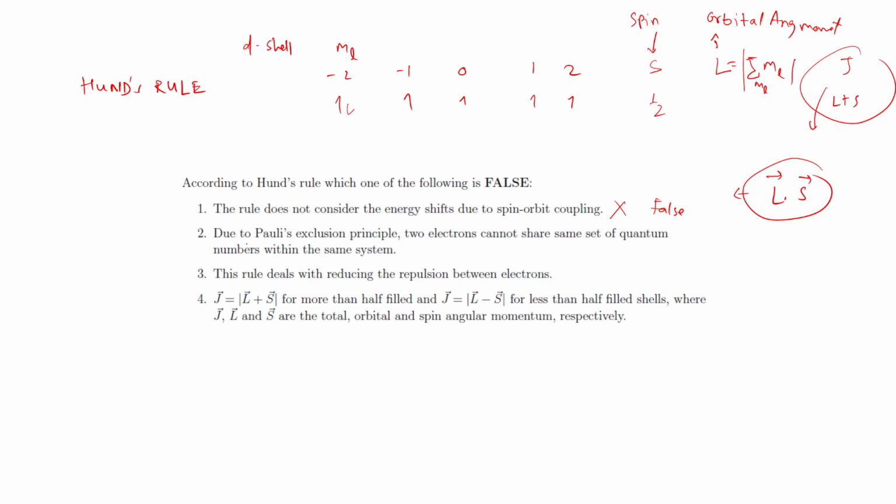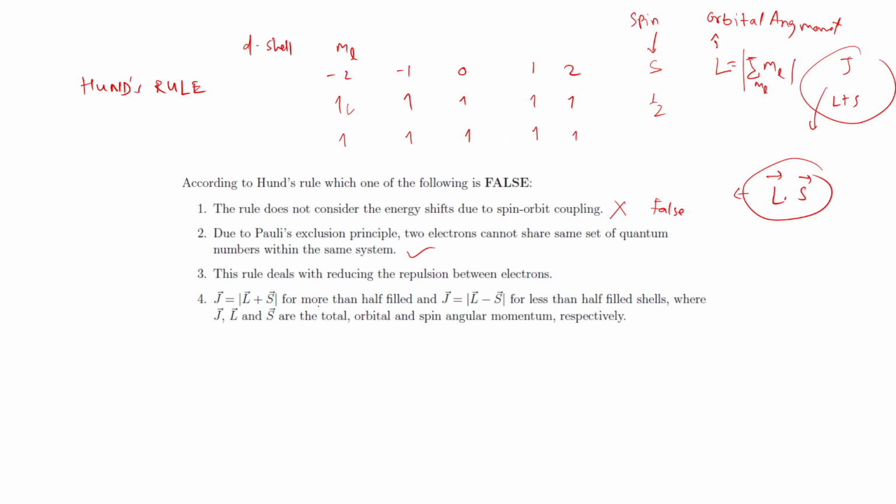The second option: due to the Pauli exclusion principle, two electrons cannot share the same set of quantum numbers within the same system. This is true, and it is true of all the fermions, and the electron is a fermion, which is why it should obey the Pauli exclusion principle. This rule deals with reducing the repulsion between electrons. That is also true, because the way we fill is to first fill such that each electron goes to a different orbital. This is nothing but reducing the repulsion of the electrons.